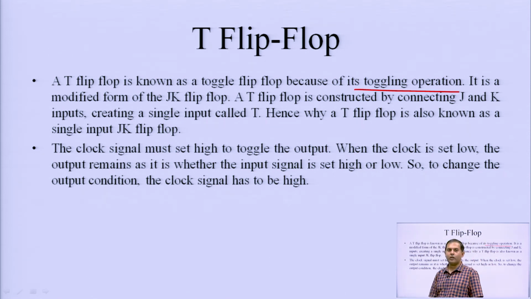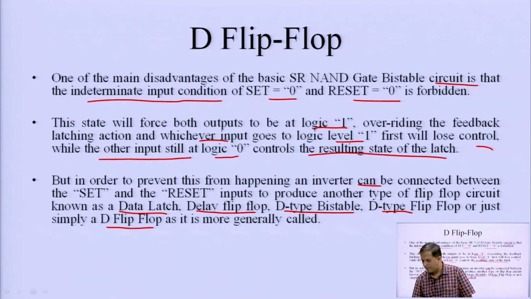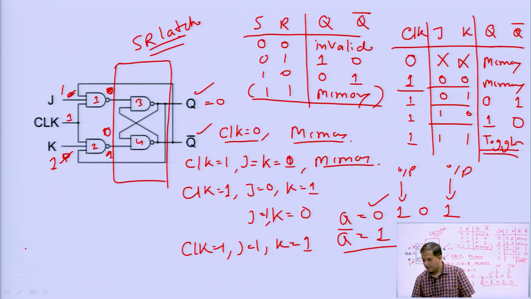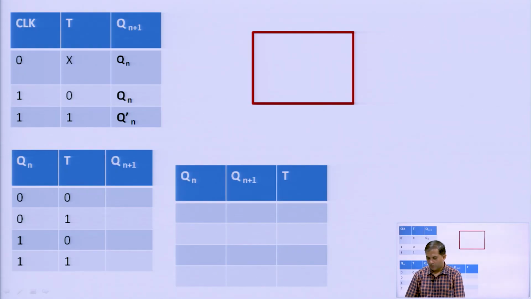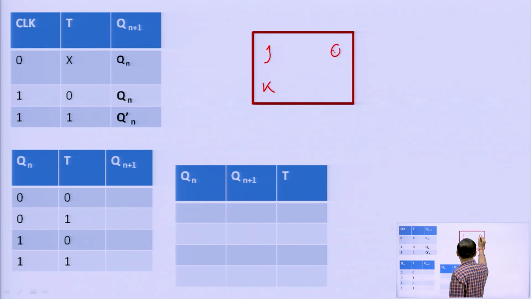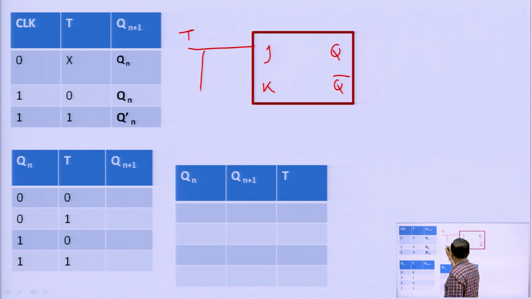We have already discussed the JK flip flop in this session, and you can see it here. This is the JK flip flop. Now, the same input is given to both the NAND gates. So, let us check the T flip flop. Here we can see this is JK, and this is Q and Q bar. The same input T is given to both inputs, and one more input is the clock.